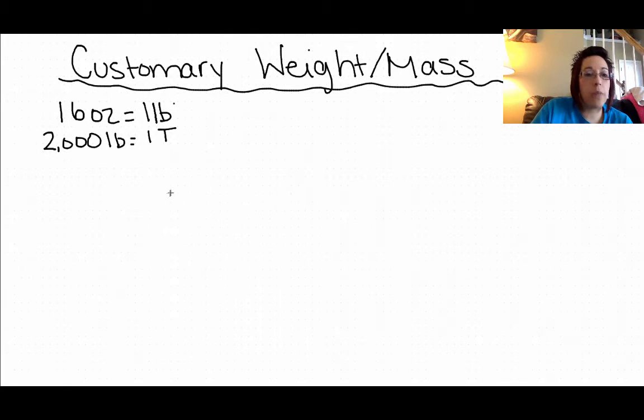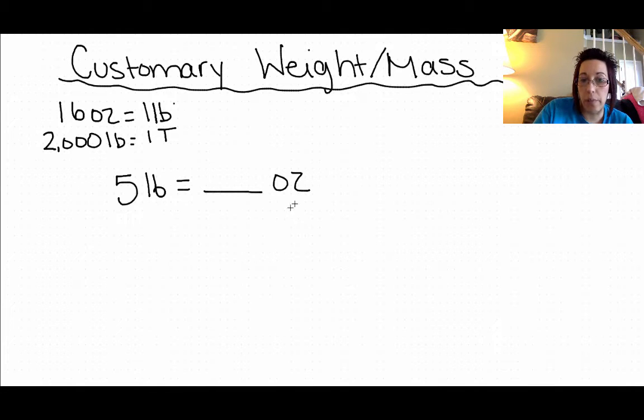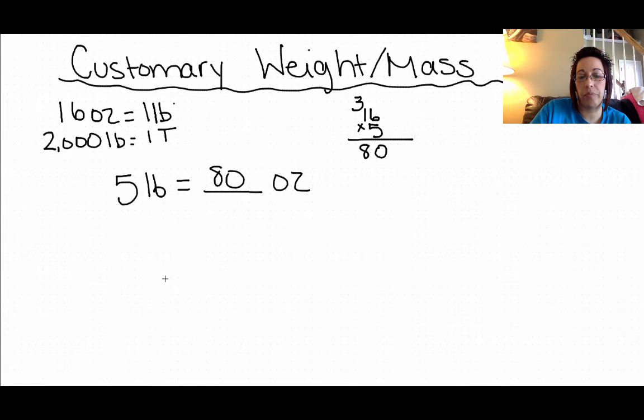When we think about converting between these units, if we have 5 pounds and want to know how many ounces that would be, we're going to multiply. There are 16 ounces in 1 pound. We multiply it by 5 pounds to figure out how many ounces would be in the 5 pounds, and we get 80 ounces.